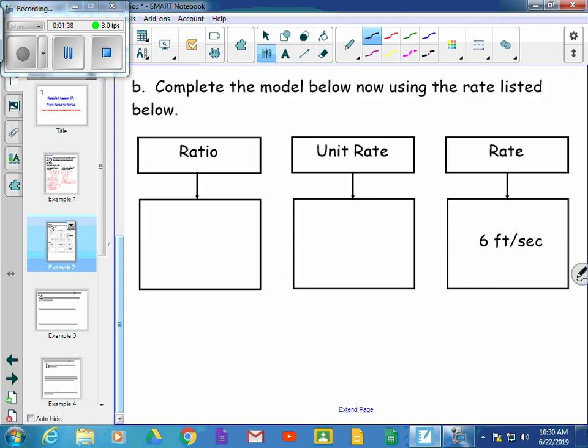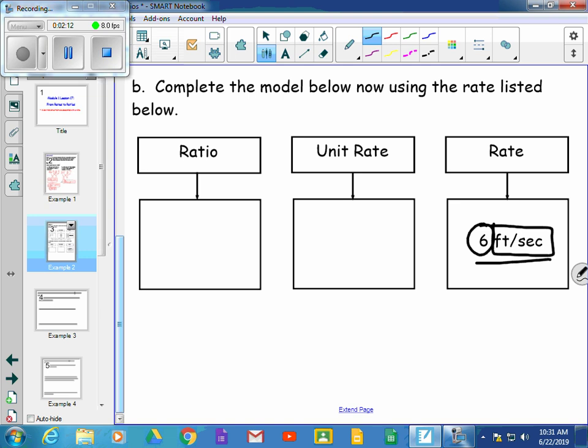The second part, this is on your next page. It says complete the model below, now using the rate listed below. But this time they give us the rate over here. And we have to remember that a rate is made up of 2 parts. The unit rate and the rate unit. The unit rate tells us how much for 1, so we're going 6 feet in 1 second. And then the rate unit is what we're measuring in, feet per second, 2 parts.